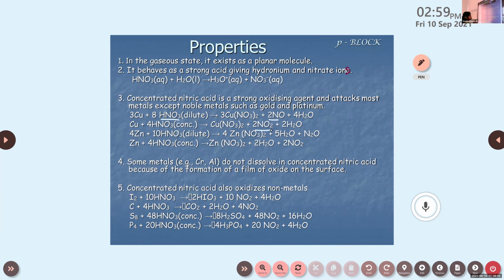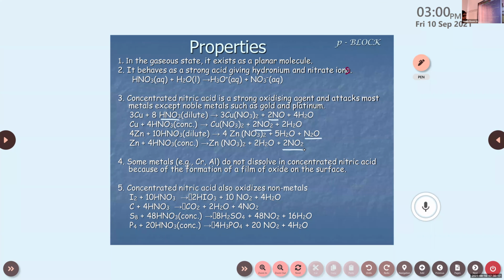And the second one is zinc with dilute HNO3. Here zinc nitrate is formed, then H2O and N2O. With the concentrated one, NO2, nitrogen dioxide is formed. So the main product remains the same. The byproduct will change when we are using dilute and concentrated acid.